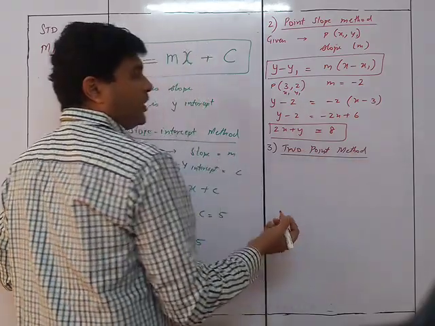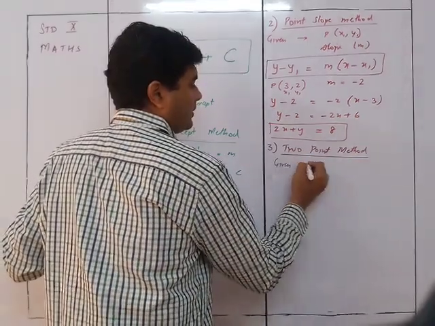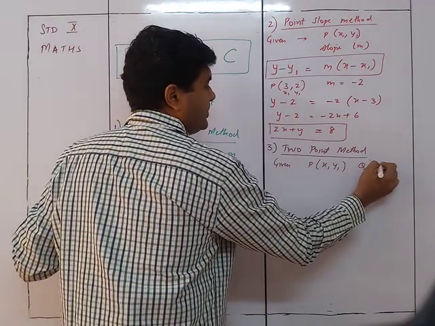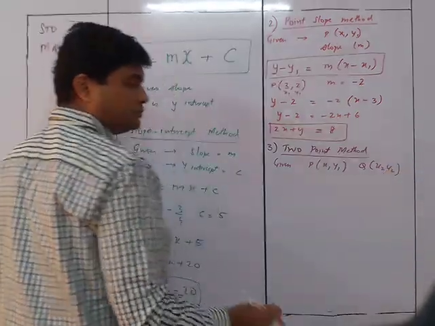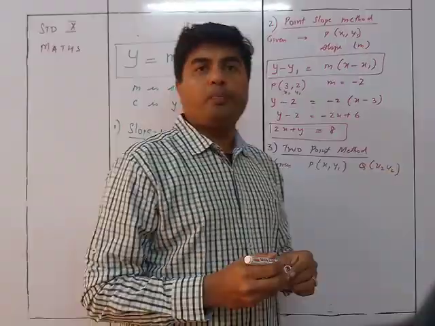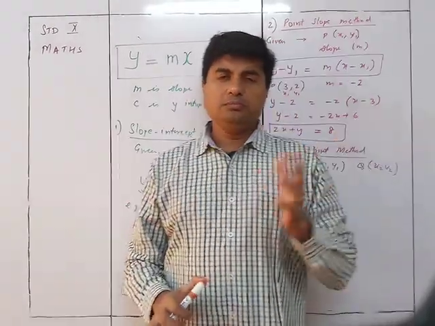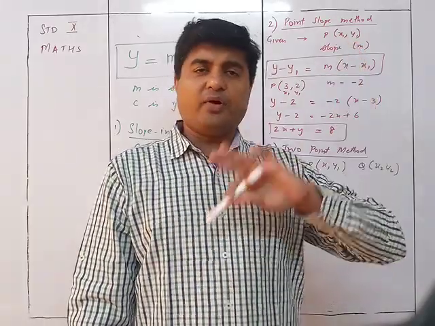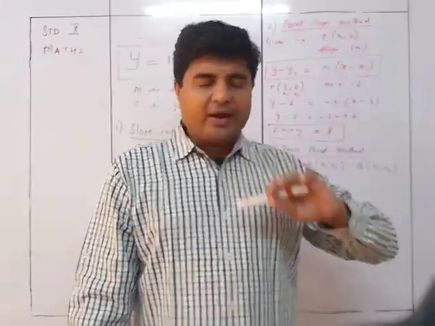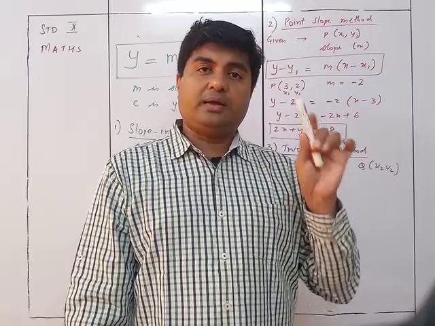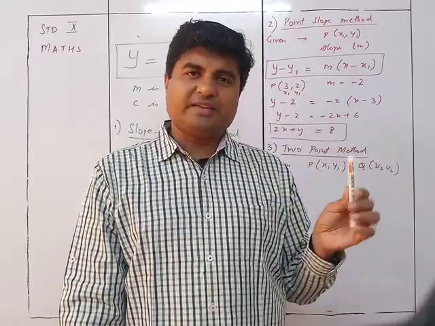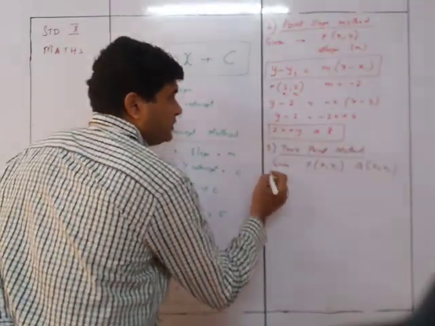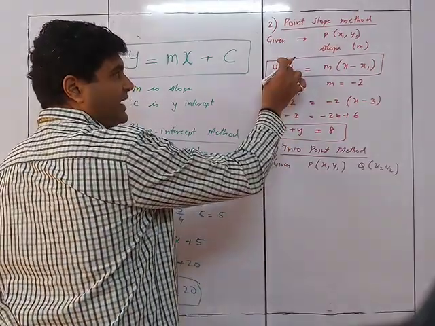In the two-point method, what will be given will be P, which will be (x1, y1), and Q, which will be (x2, y2). You just know the 2 points which are present on that line. So if a line is known to me, I want to find out the slope and the equation of the line, just knowing 2 points, which the line is passing through, A and B, or P and Q in this case. The formula is very simple because exactly it is determined from here.